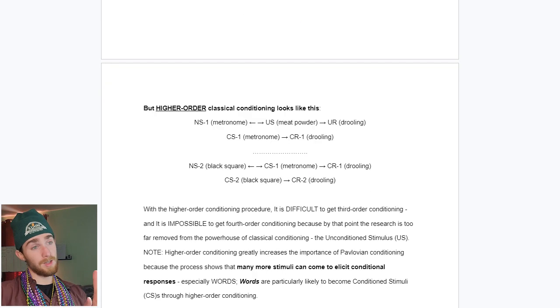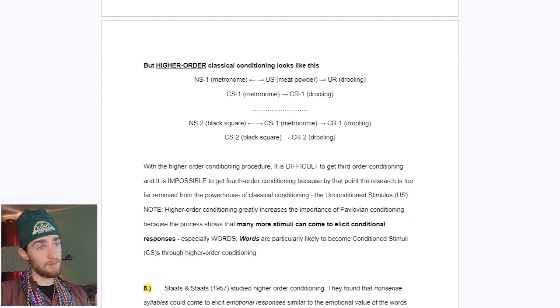Higher order conditioning takes it to the next level. So this is what we were working with before. The metronome paired in close time with meat powder, which naturally elicits drooling. Do it enough times, eventually the metronome by itself will elicit drooling. Now, let's take that metronome, which of course, as we know, already makes drool happen, and pair it in close time with the presentation of a black square. This is neutral stimulus 2. After we do this enough times, pairing the black square with the metronome after the metronome already reliably elicits drooling, eventually the black square elicits drooling.